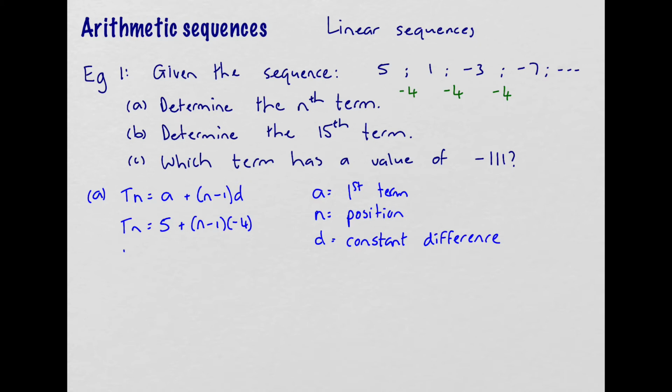Alright, so we can simplify this now. So Tn equals 5, and then we distribute the -4, so we get minus 4n. Minus 1 times minus 4 is positive 4. Alright, simplify that further, and we get 5 plus 4 is 9 minus 4n. Alright, and again, it's probably worth it just to check it. So 9 minus 4n, let's check it with the fourth term. We should get -7. So if n is 4, then we say 9 minus 4 times 4, which is 9 minus 16, and that does give us -7.